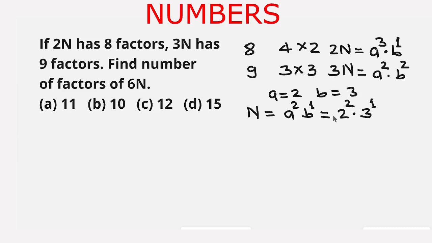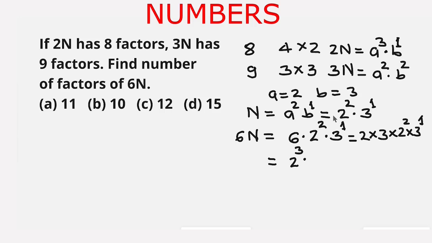Then what can be? 6n. So we multiply it by 6. So it becomes 6n equal to 6 multiplied by 2 to the power 2 and 3 to the power 1. So this is equal to, 6 can be written as 2 multiplied by 3 multiplied by 2 to the power 2 multiplied by 3 to the power 1. So this is equal to 2 to the power 3 multiplied by 3 to the power 2.